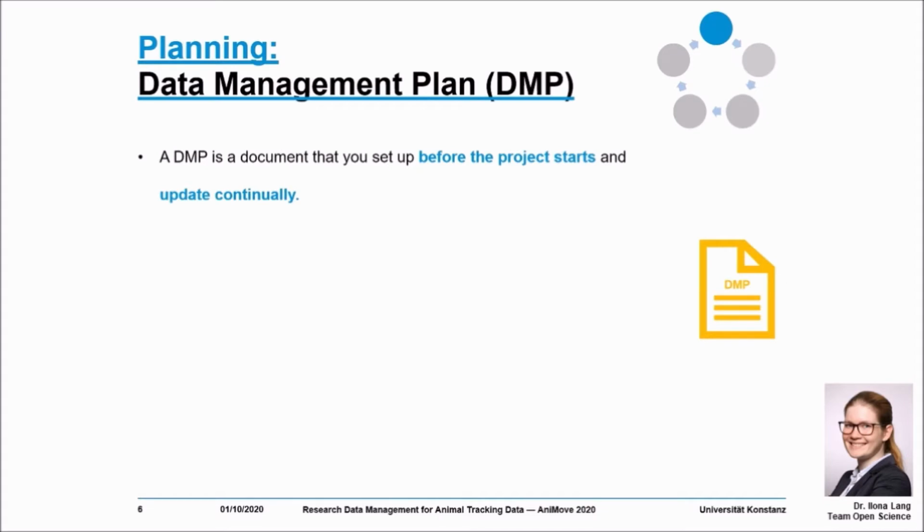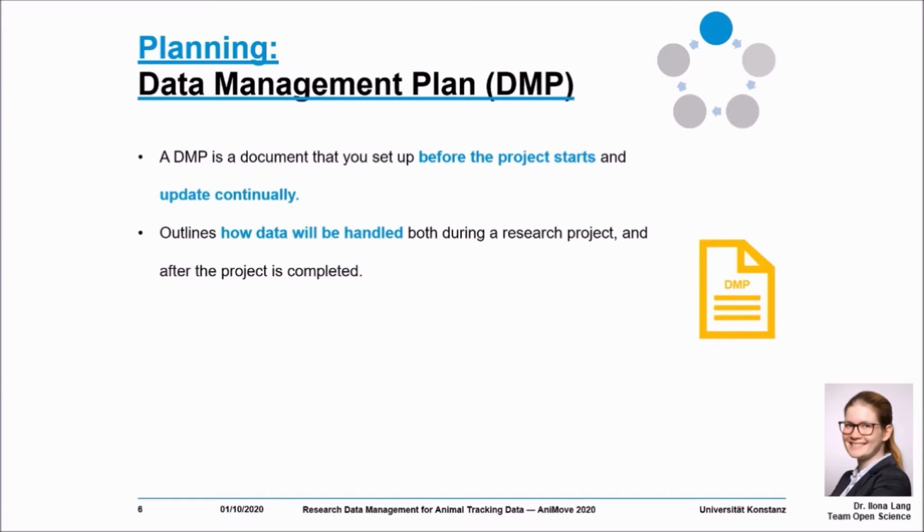We will now take a look which tools you can use for different steps of the life cycle. To plan every further step of your research project, it is helpful to create a document called a Data Management Plan, in short DMP. This document should be created before you start your project, and it needs to be updated during it. The DMP describes how you will handle your data during the project and afterwards.